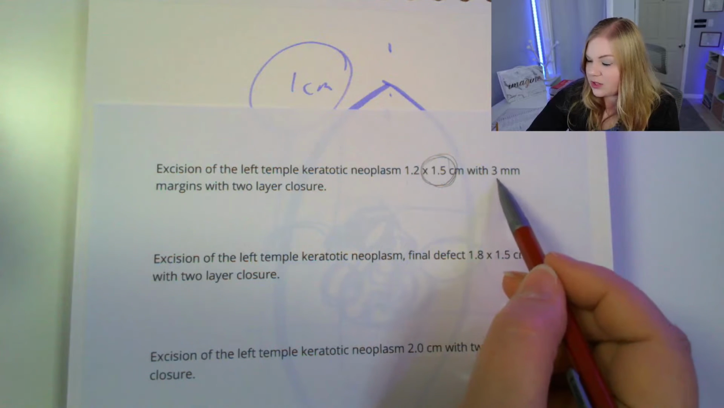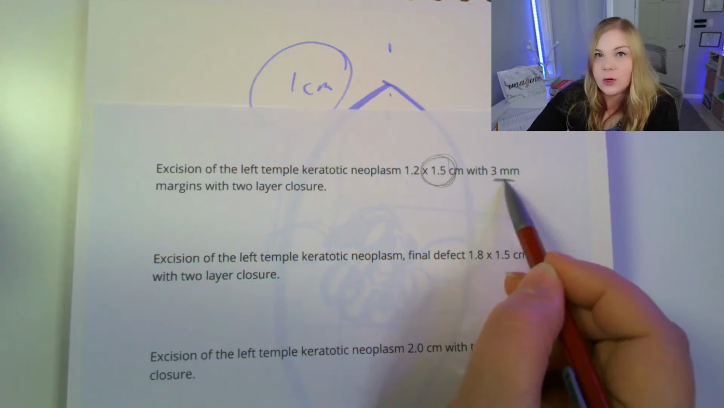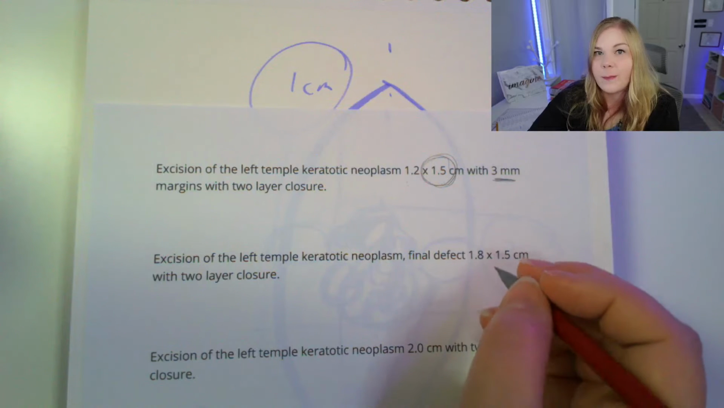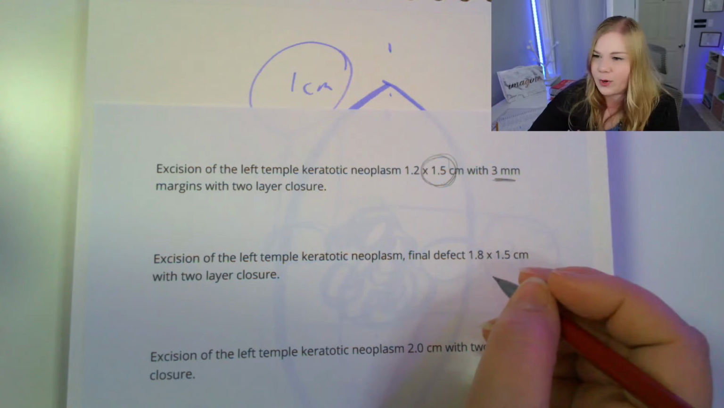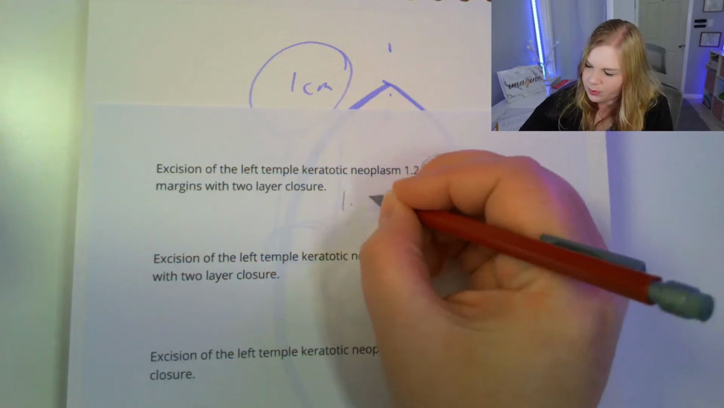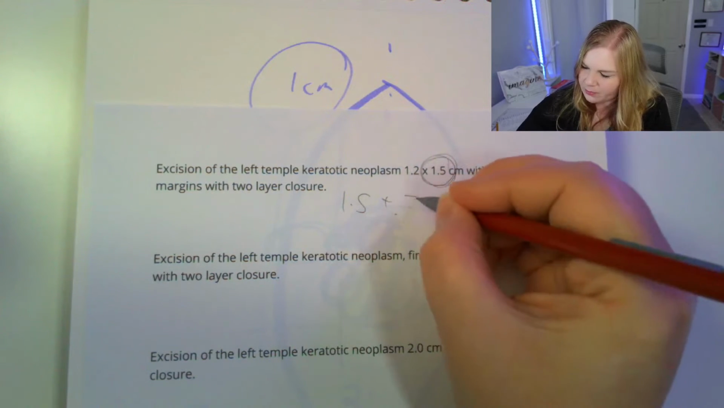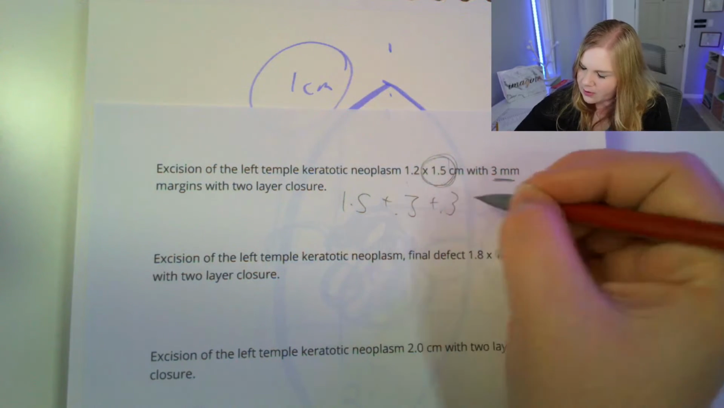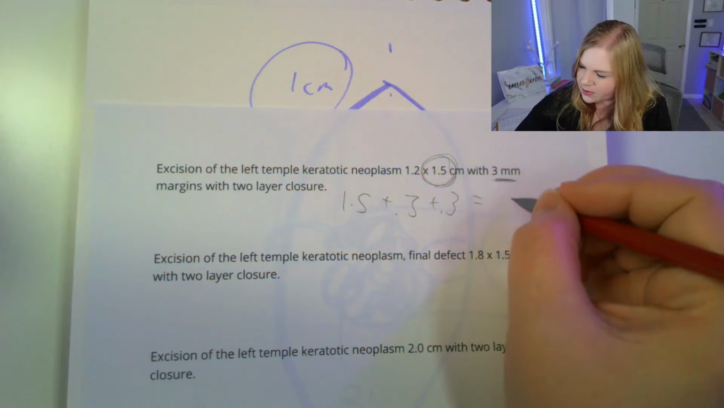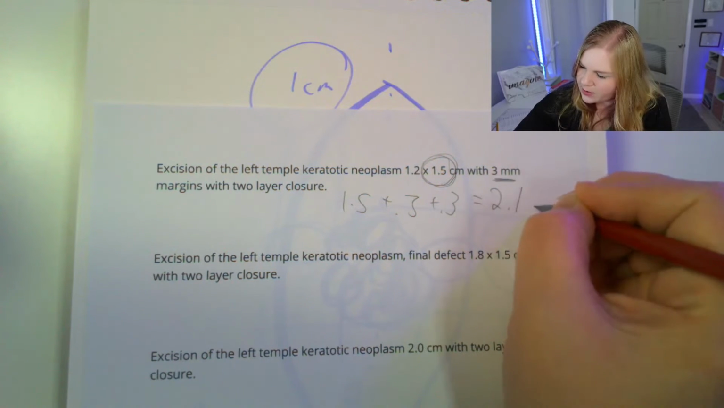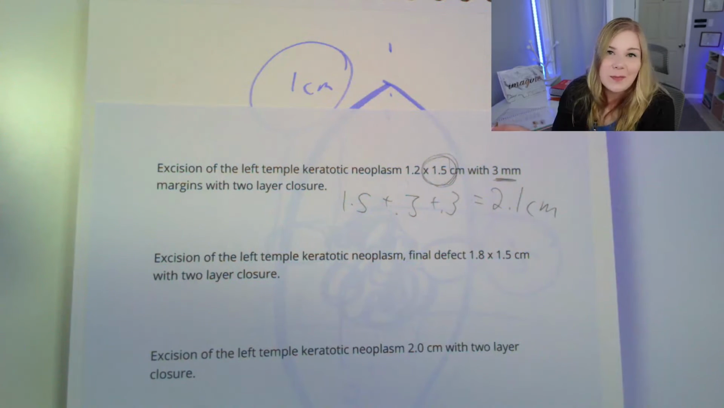Now here they're just giving us this 3 millimeter. So we're going to assume that that's 0.3 on both sides, that everything is equal at 0.3. So we would take our 1.5 plus our 0.3 plus another 0.3, which would give us 2.1 centimeters. 10 millimeters is the equivalent of 1 centimeter. If you're ever struggling with converting millimeters to centimeters, don't be ashamed to go into Google and look up a converter tool and have it convert for you.